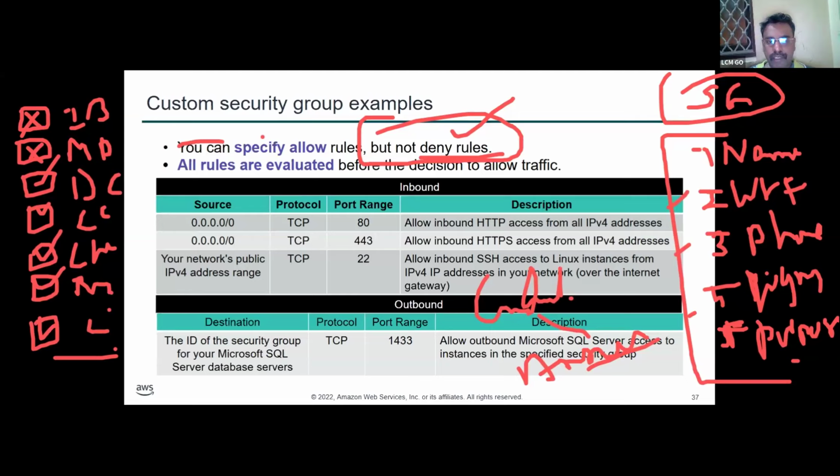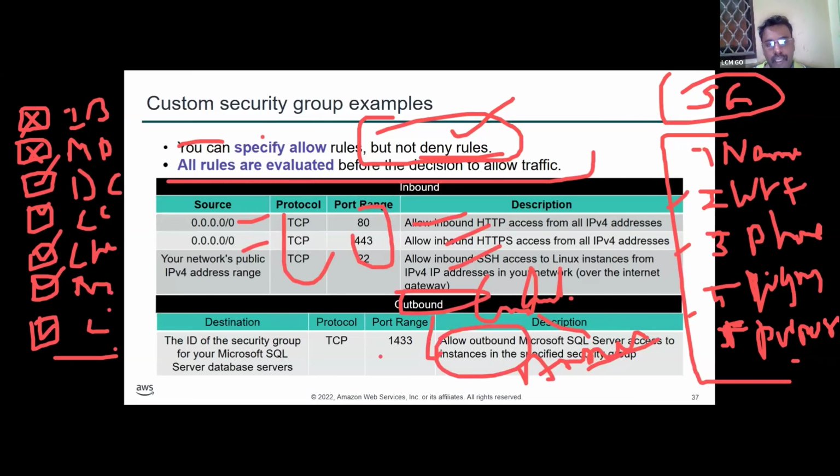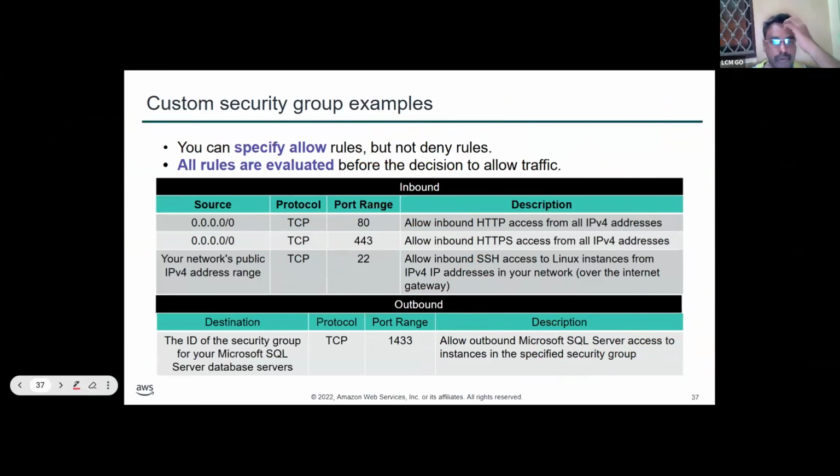So here you can see internet, TCP protocol. What is the port range? Allow all inbound. By default, all outbound is free. As we already mentioned in the rules, allow all outbound traffic by default, deny all inbound traffic. And here we mentioned you specify only allow rules, but not deny rules. And all rules are evaluated before the decision to allow traffic. Are you clear now? Yes. So this is the rule for security group. I hope you all understand.